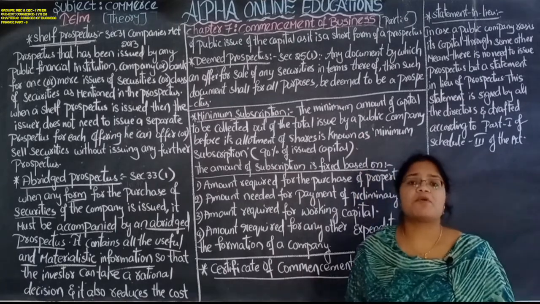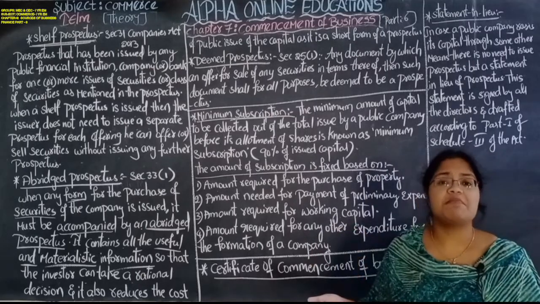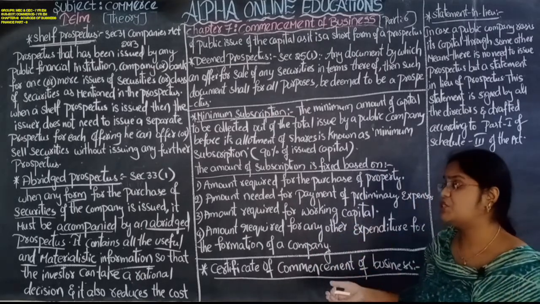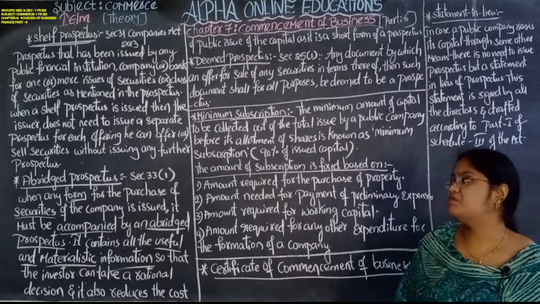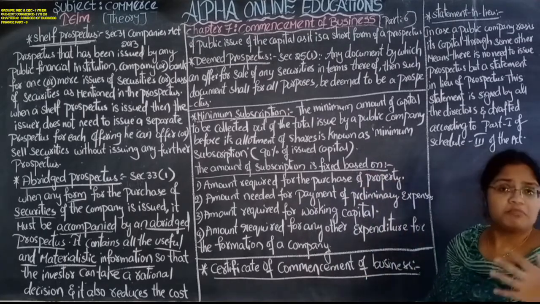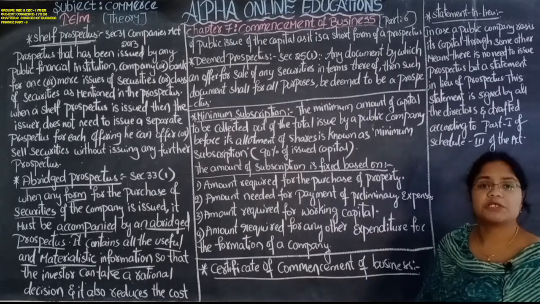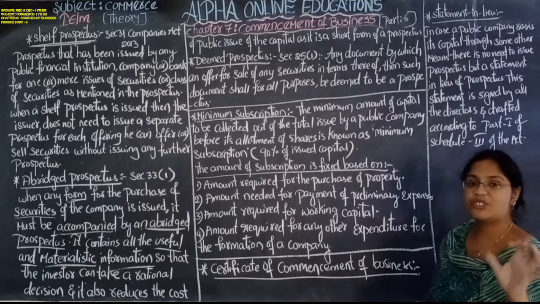Because it is very short, it can be easily understood by the investors. They can take the decision, as unnecessary information is removed. That is why this is a very good type of prospectus. Among the different types of prospectus, the abridged prospectus is better, short and sweet.